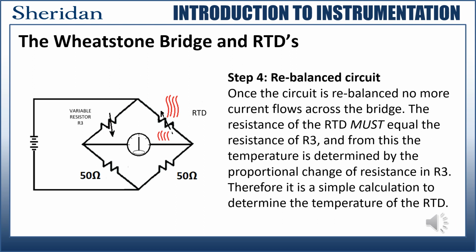Once the circuit is rebalanced, no more current flows across the bridge. The resistance of the RTD must equal the resistance of R3, and from this, the temperature is determined by the proportional change of resistance in R3. Therefore, it's a simple calculation to determine the temperature of the RTD.